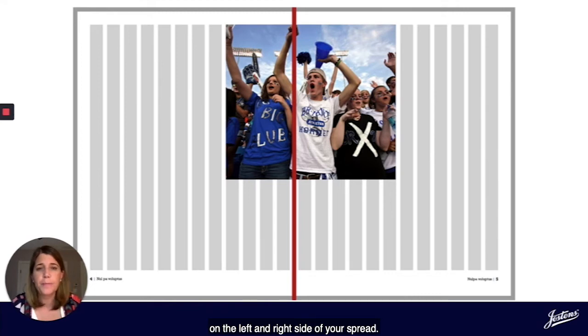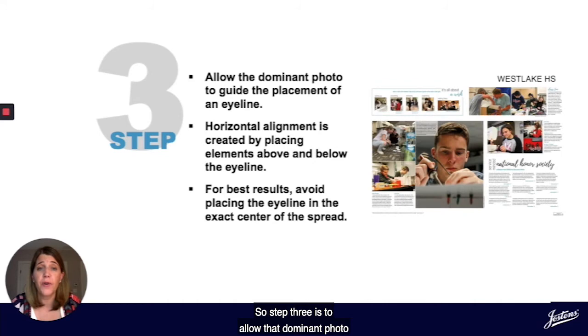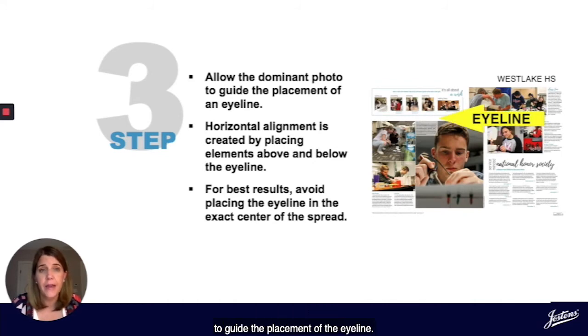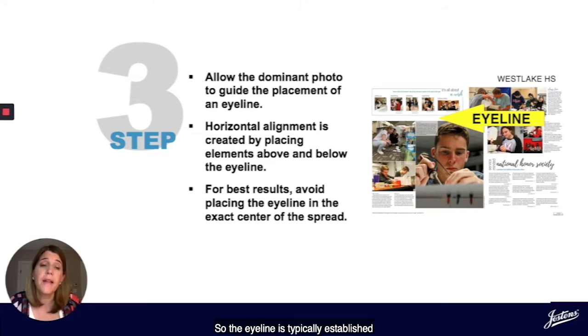of your spread. So step 3 is to allow that dominant photo to guide the placement of the eye line. So the eye line is a term, or it's something that designers use to help determine where to place elements. You want the eye, as it looks at content, to move very smoothly from left to right across the spread. So the eye line is typically established by the placement of that dominant photo, which we've already put down.